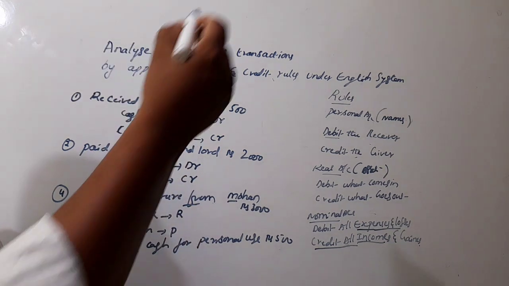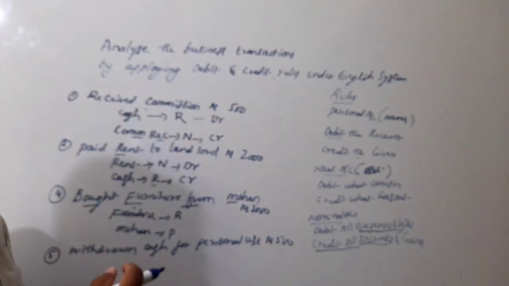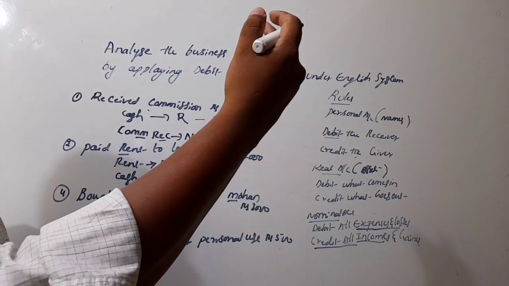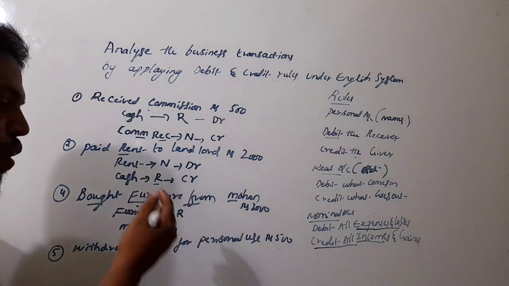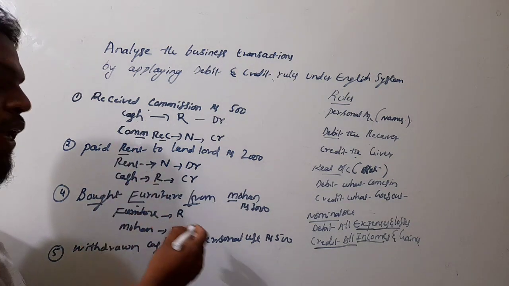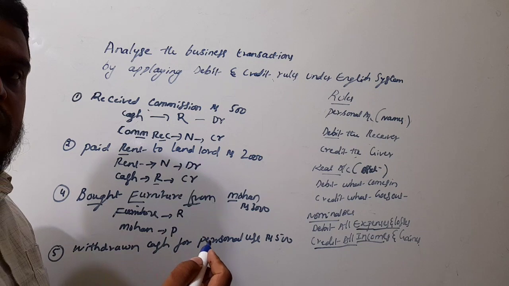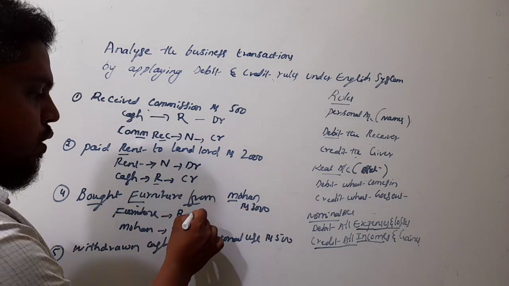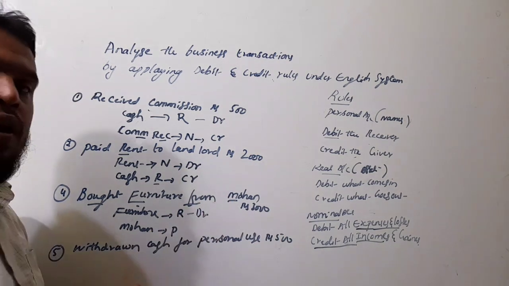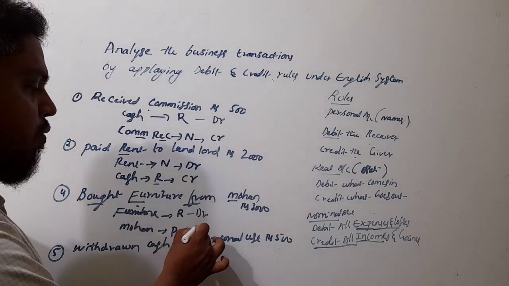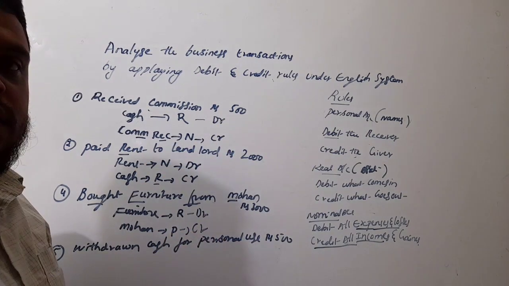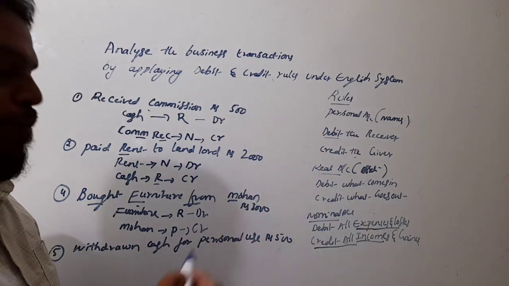Bought furniture from Mohan. Mohan is the giver here. Furniture is a real account. Real account: debit what comes in. So this is debit side. Mohan is the giver, so personal account: credit the giver.